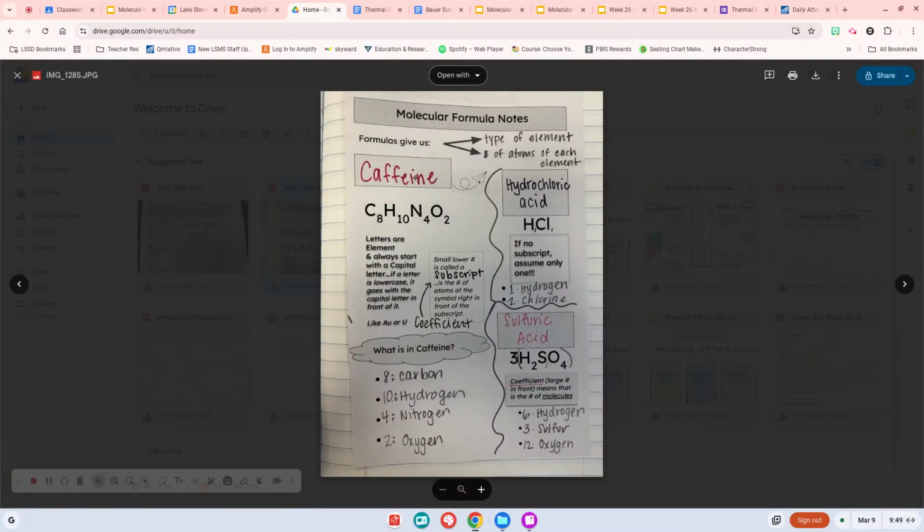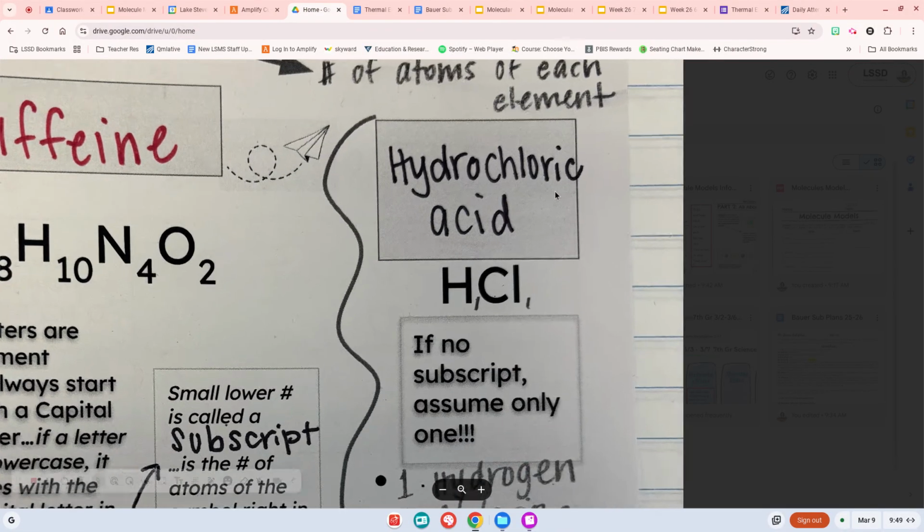Hi guys, we're going to do our molecular formula notes on your Edpuzzle today. Since I'm out, I apologize, 7th period. I was here this morning, but my daughter had an appointment. So let's grab those notes and grab your pencil. I'm going to zoom in, so don't try to squint too hard.